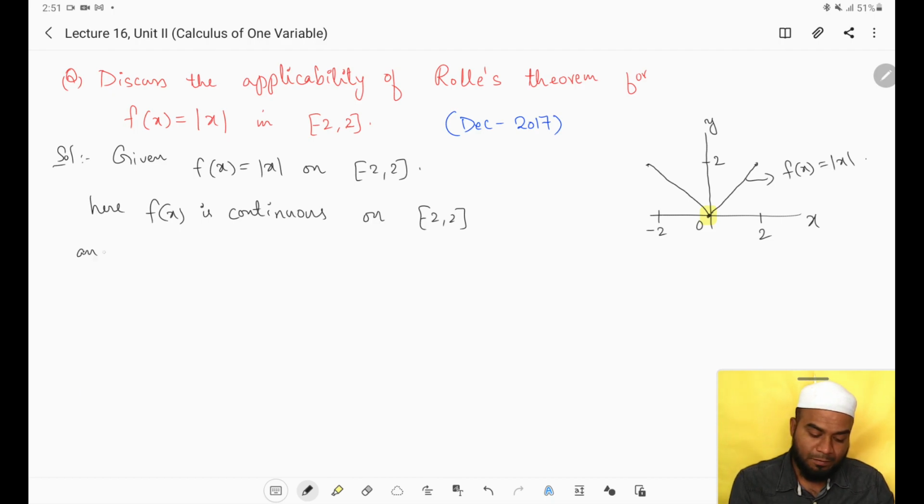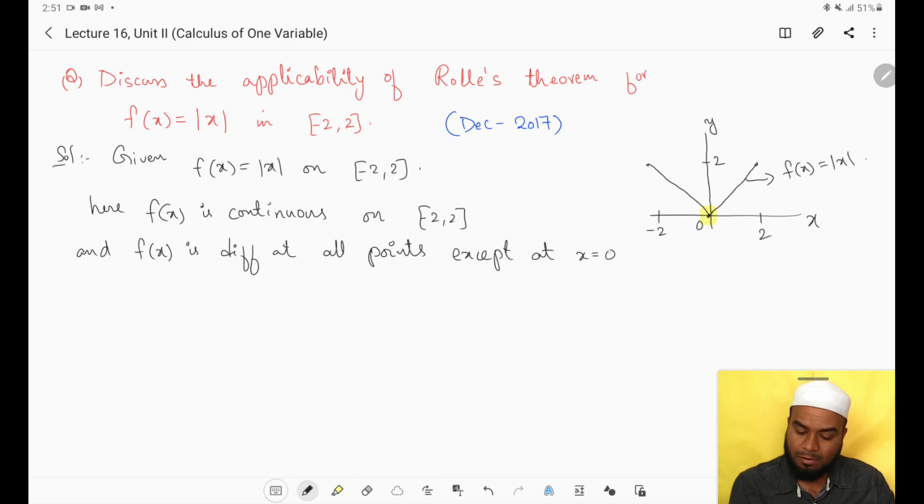So f of x is differentiable at all points except at x equals 0. F of x is differentiable at all points except at x equals 0. And where does that x equals 0 lie? X equals 0 lies in between, better to write open interval, it lies in the open interval -2, 2.